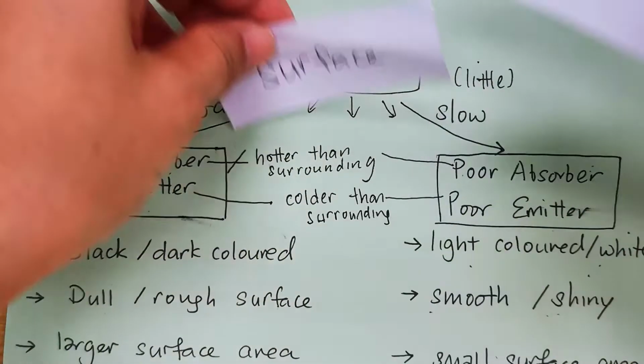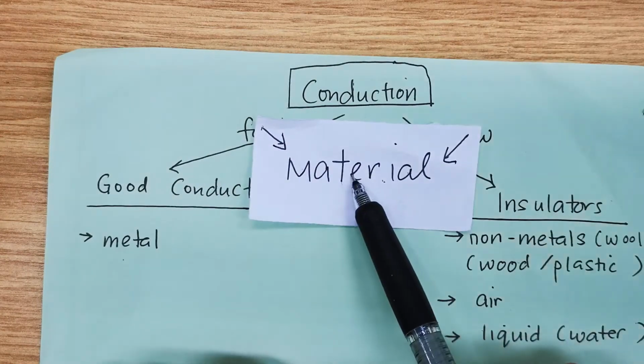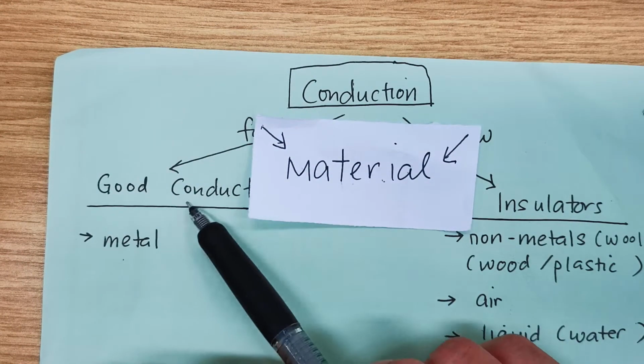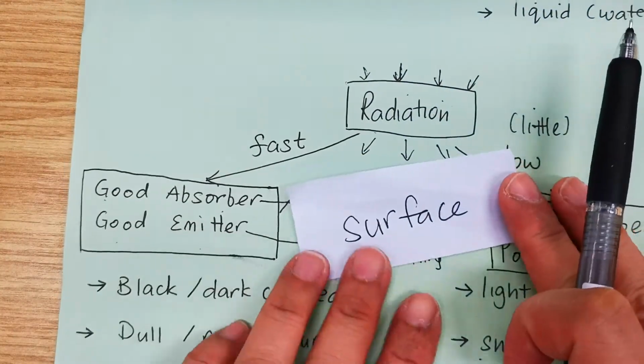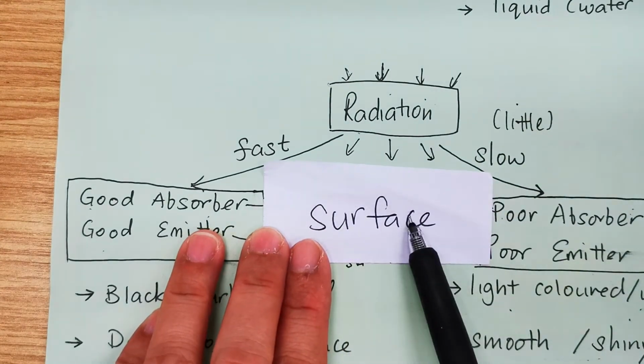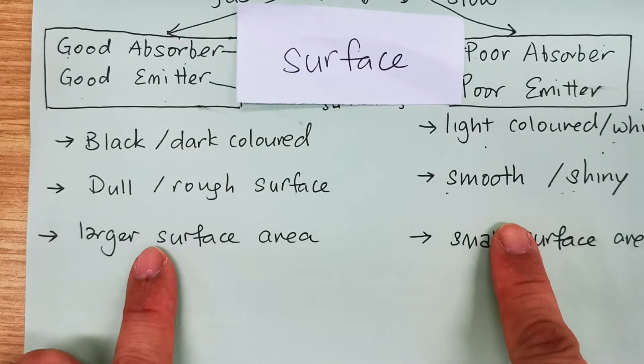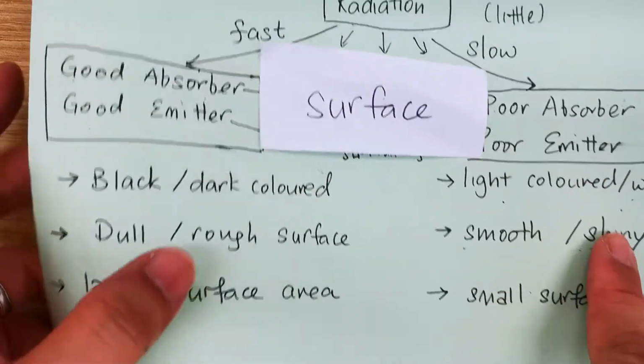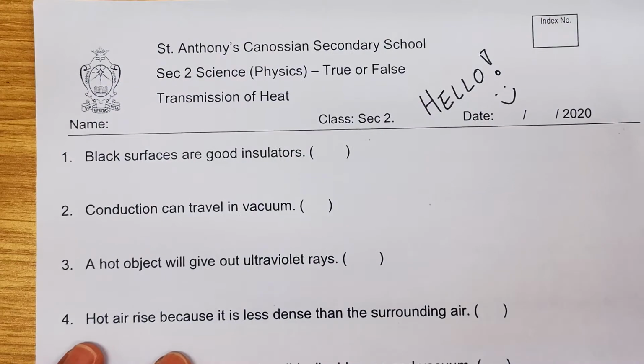So always remember, for conduction, we look at the material. The material will determine whether it is a good or poor conductor. For radiation, we look at surface. The surface will determine whether it is a good or a poor absorber. So let's get started. Let's take a look at our worksheet here.